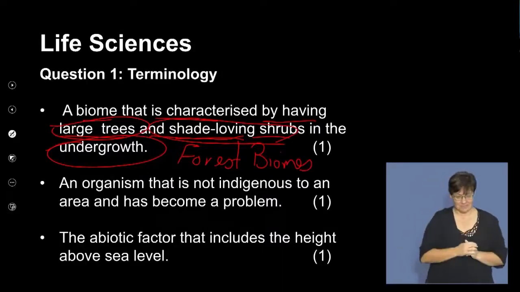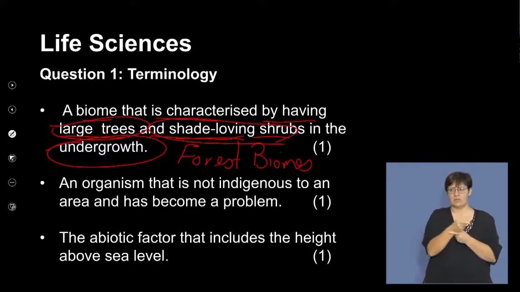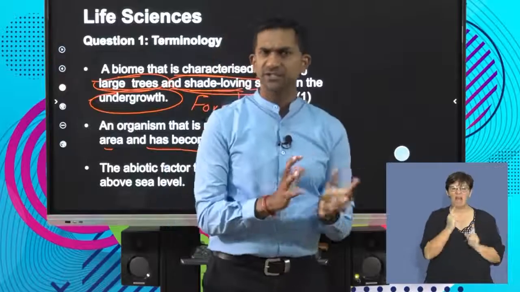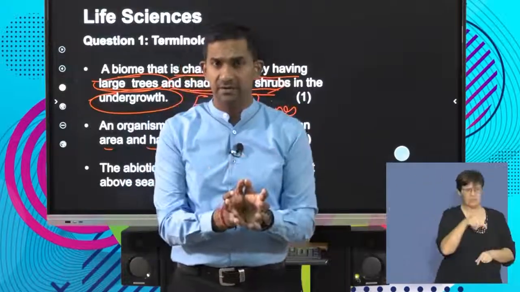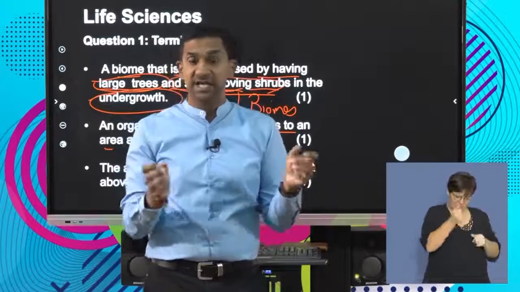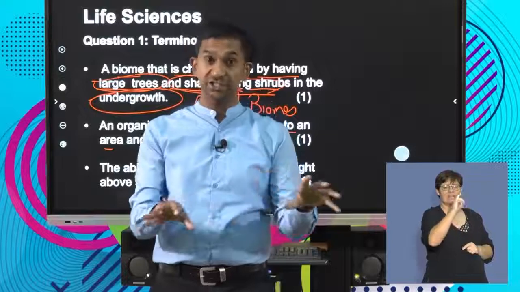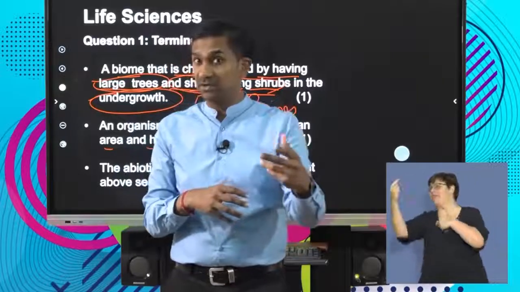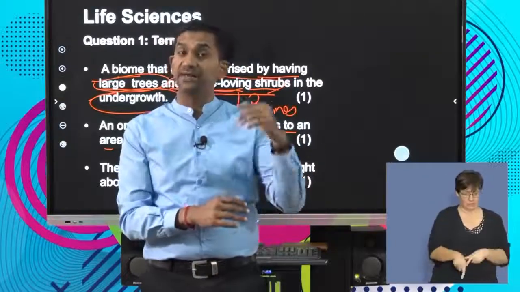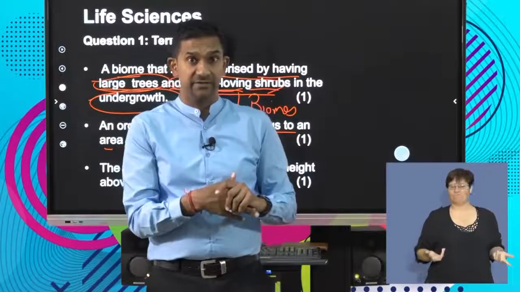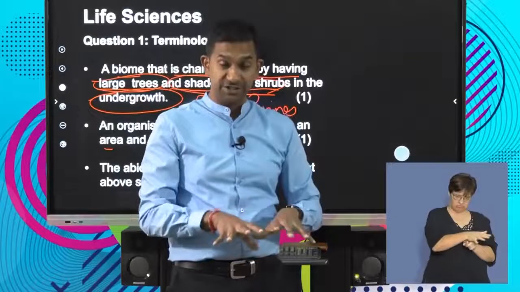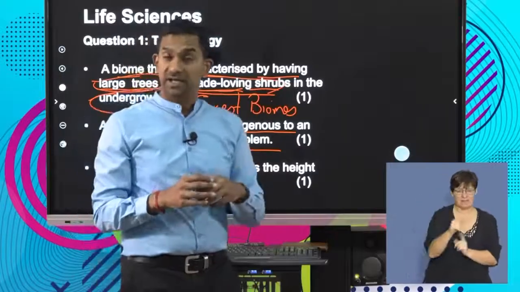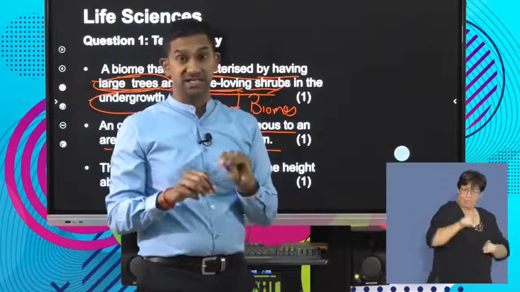The next term: an organism that is not indigenous to an area but has become a problem. This refers to species that are naturally not found in an area. We know that we have plants and organisms that are naturally found in an area, and we refer to them as indigenous species. However, we do have species of plants and animals that have been brought in, accidentally or intentionally, from other areas and are not naturally found in that area. These organisms often affect the indigenous species, and we refer to them as alien species. These are plants or animals that affect the natural growth of indigenous species in an area.